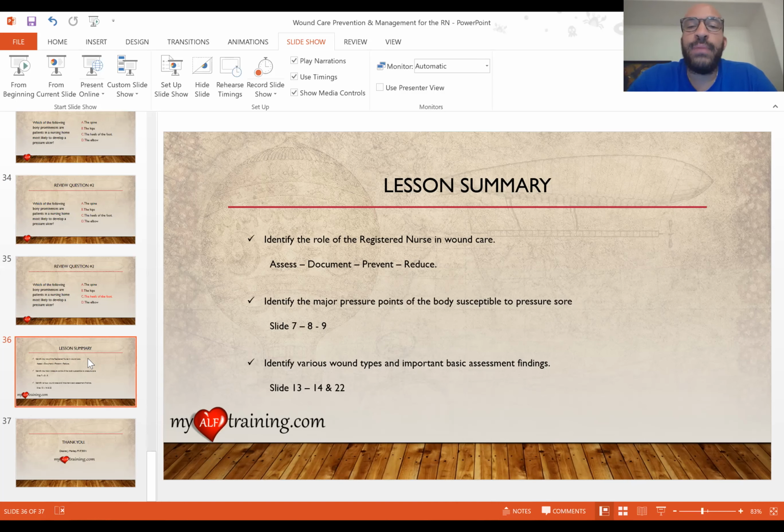So, we talked about the types of wounds. Now, we also talked about the preventative techniques that we can use to prevent wounds from developing, and also techniques we can use to actually reduce the severity of a wound if it unfortunately has already presented.